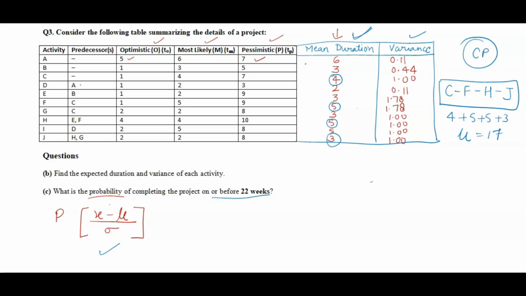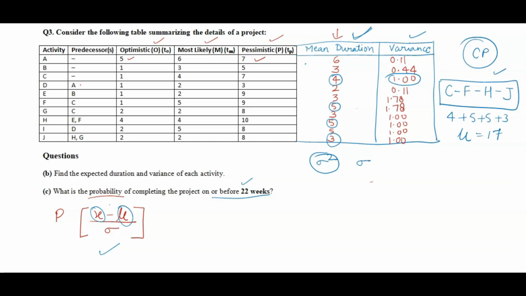So for the probability we need x, which is 22. This mu we also got as 70. Now we have to find the standard deviation. If you remember, variance we denote with this symbol and standard deviation we denote with this symbol. When we get the variance, we have to take the total of the variance for these 4 activities, and with that we can find the standard deviation. So for C, F, H, J we have to take the variance.